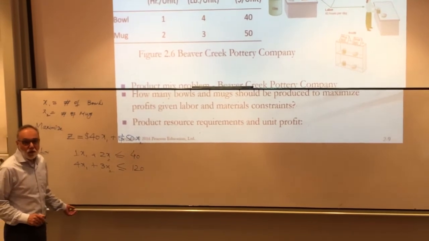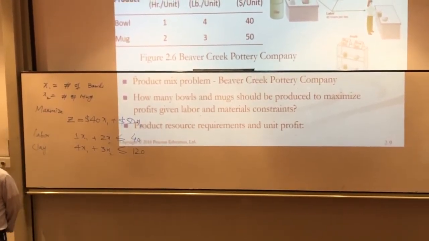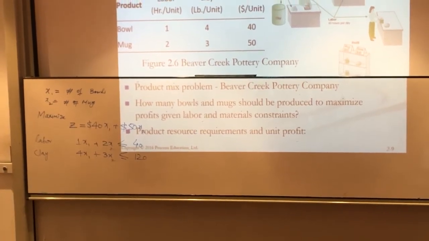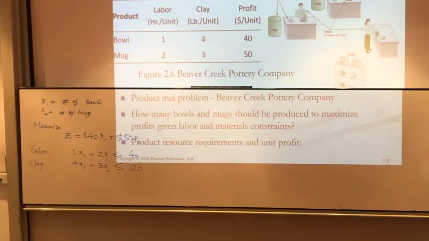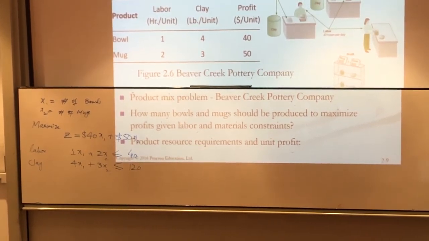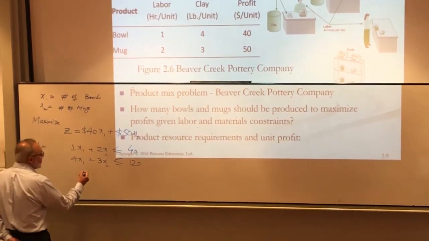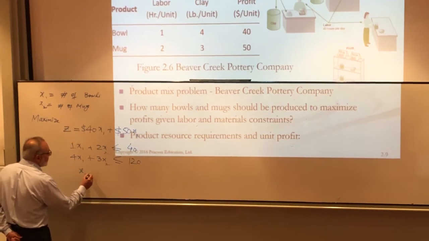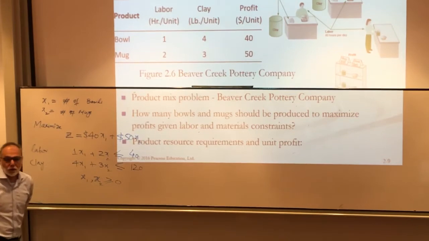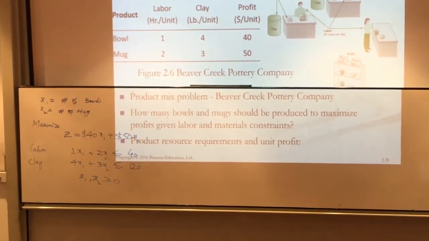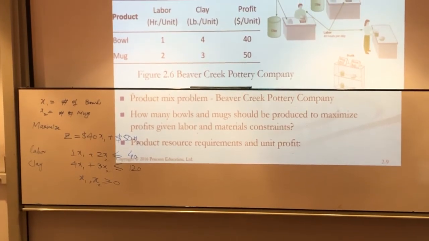One more constraint we put is called the non-negativity constraint. The non-negativity constraint is that the decision variables cannot take negative values. They can take 0 or a positive value, but not a negative value. x1 and x2 both should be greater than or equal to 0. This is the mathematical formulation of this problem. It's very easy.